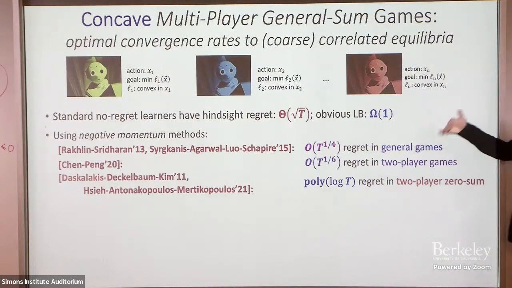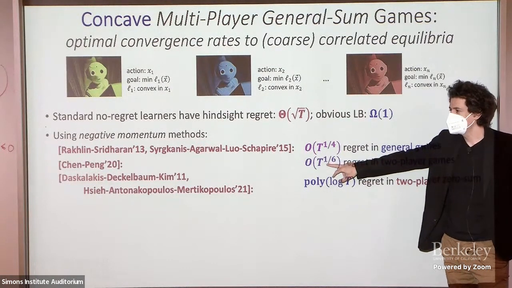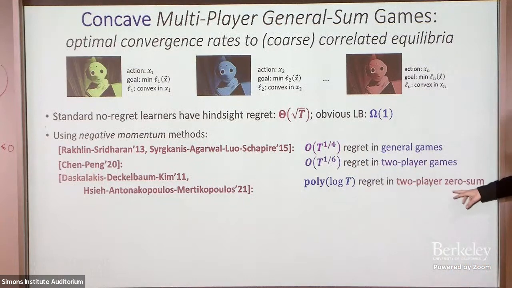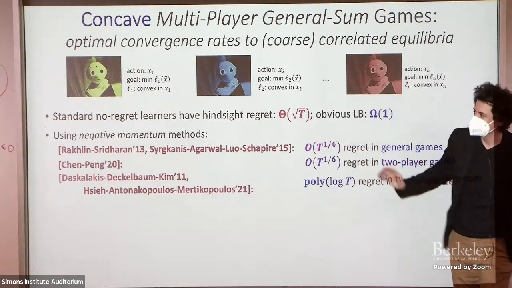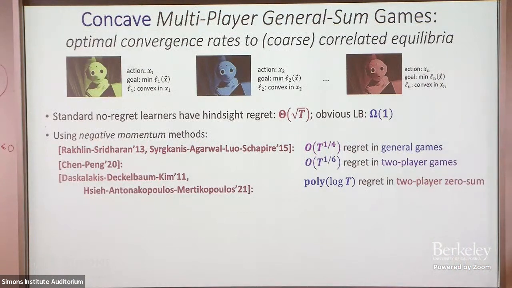In fact, some more recent line of work showed that in two-player games, you can even get T to the 1/6. While some old work that we had shown that in two-player games, a much more specialized class of games, you can even get down to polylog T. So the question is, where is the answer? What's the best? How much can you push this technology?